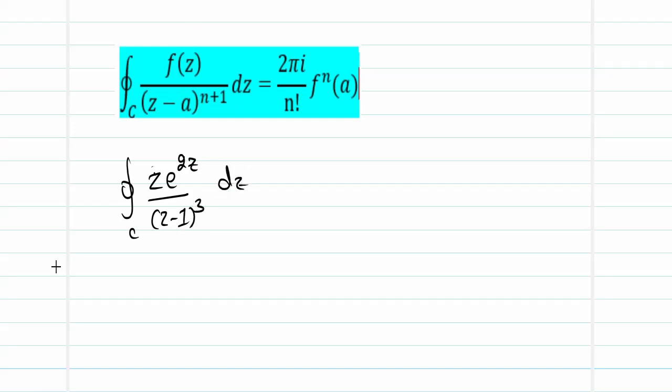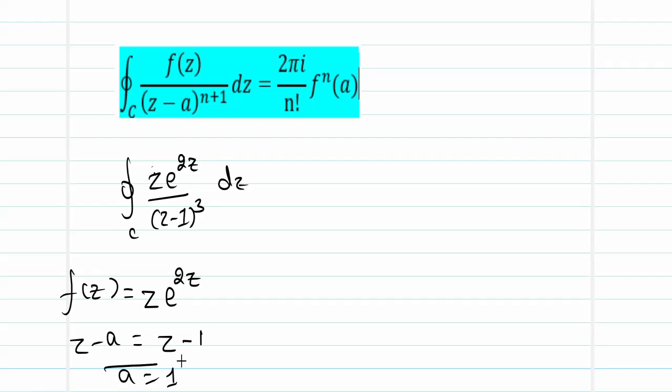Now compare it. What is in place of f of z? In place of f of z I have z e power 2z. Now what is in place of z minus a? In place of z minus a, I have z minus 1. So what is my a? My a is going to be equal to 1. Now what is in place of n plus 1? In place of n plus 1, I have it to be equal to 3. So what will be n? It is 3 minus 1. So n is going to be equal to 2 for me.